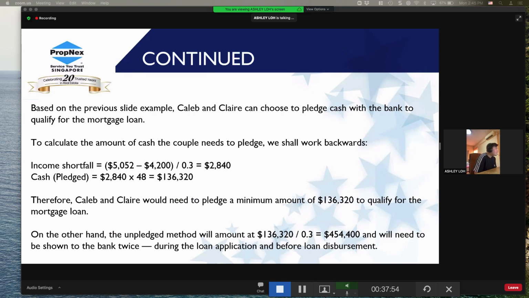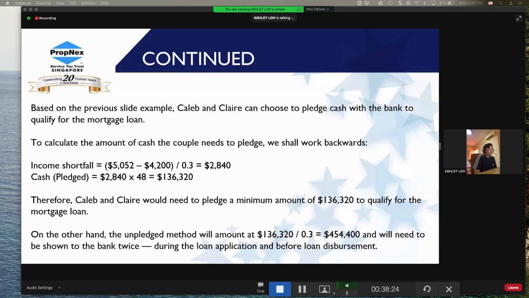To summarize, to pledge the amount, I just take 2840 times 48 months, which is 4 years. I need to pledge $136,320 to be able to afford this $1.5 million property. If they want to do unpledging, you just divide it again by another 0.3. You need to unpledge or show funds 454K, $400.